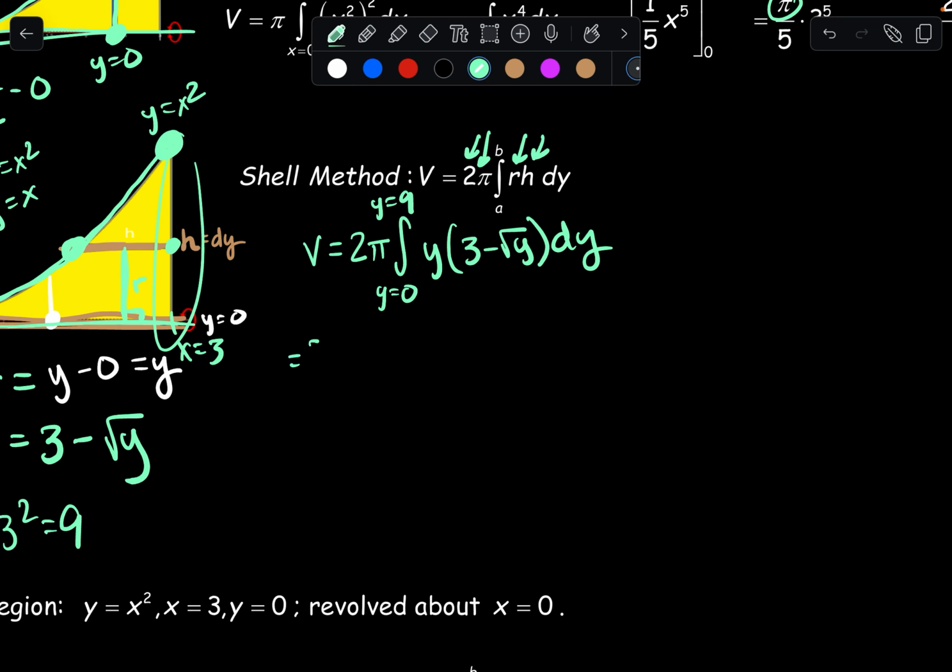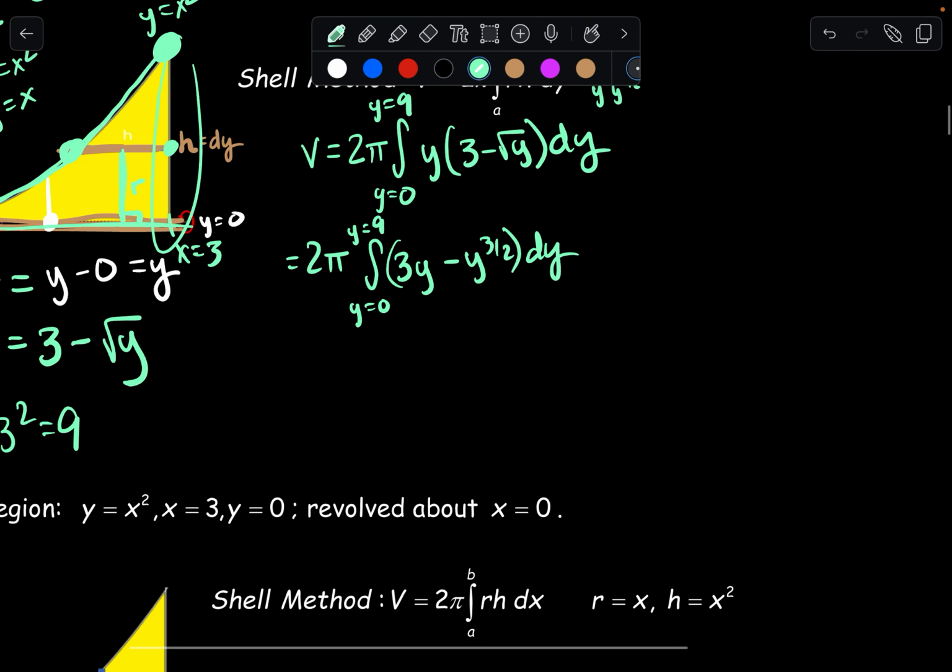So from here, let's go ahead and distribute. So I have y equals 0, and then y equals 9, and then we end up with 3y minus, we have y to the power of 1 and then y to the power of 1/2. We add those powers together, we get y to the power of 3/2 dy. All right, so integrating this will just be a power rule.